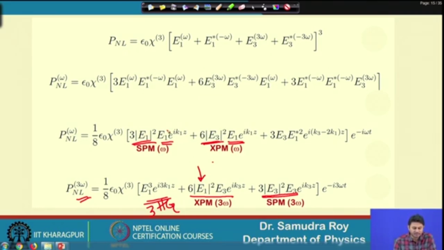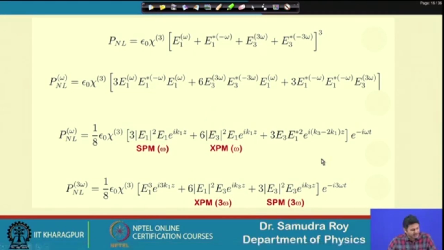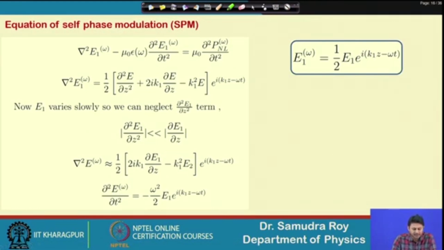That is why it is called self phase modulation and cross phase modulation. In self phase modulation, the pulse phase is modulated by its own field, and for cross phase modulation, the phase of a pulse is modulated by another field, and here the other field is the E3 field. That is why it is called cross phase modulation. Well, once we have all these terms, it is time to find the equation for self phase modulation, and in order to do that, we just need to solve the nonlinear Maxwell's equation that we have been solving for the last few classes.